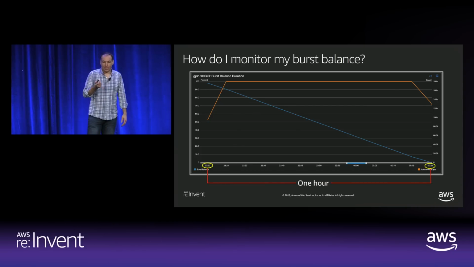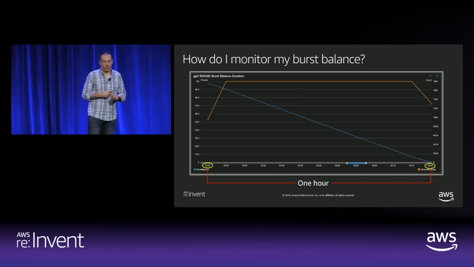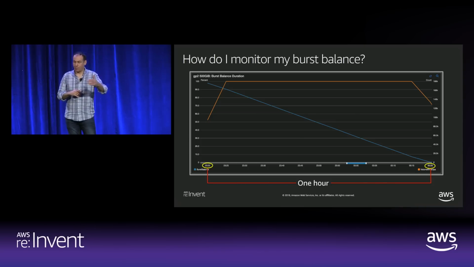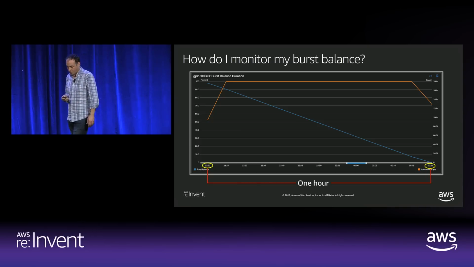So I ran FIO for an hour on this 500 gigabyte GP2 volume. I've got the 3,000 IOPS burst and then 1,500 IOPS baseline. You can see for that 1 hour period, my burst bucket is depleting while I'm getting that 3,000 IOPS. The number on the right-hand side of that graph is the number of operations over a 5-minute period, which is why it says 180,000.